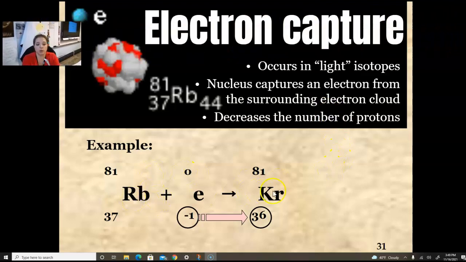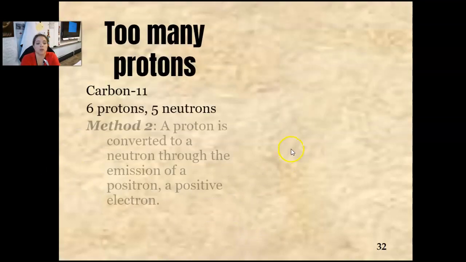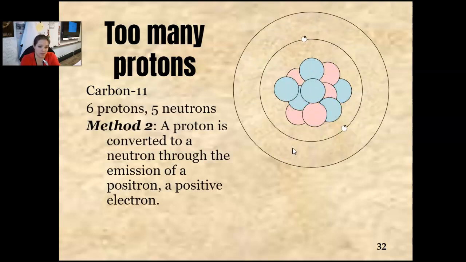This goes from rubidium to krypton. 37 on this side minus 1 on this side equals 36 on this side. 81 stays the same. All right, so say I've got too many protons.